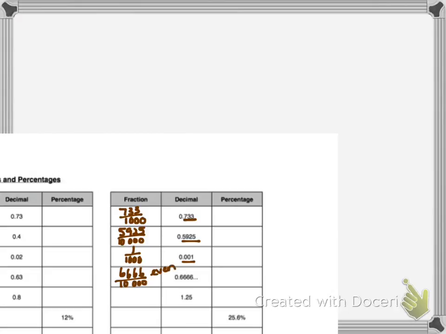And these are both multiples of 5, right? Because you can see that there's a 5 and a 0. All right, 1 and 25 hundredths. That one's pretty easy to reduce. 1 and 1/4. Do some more.